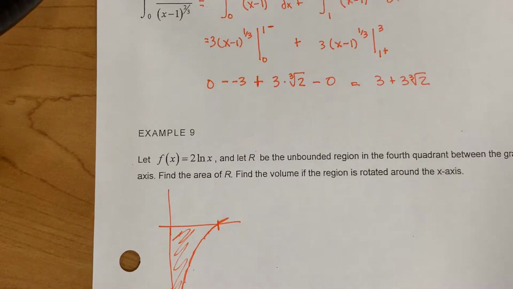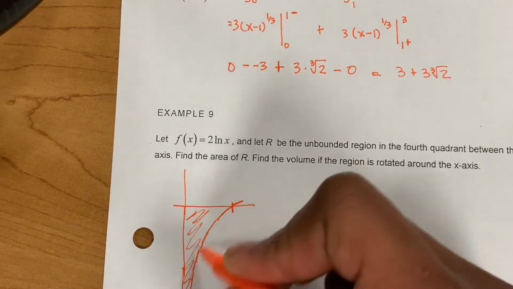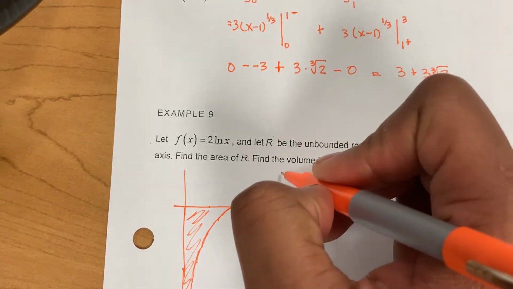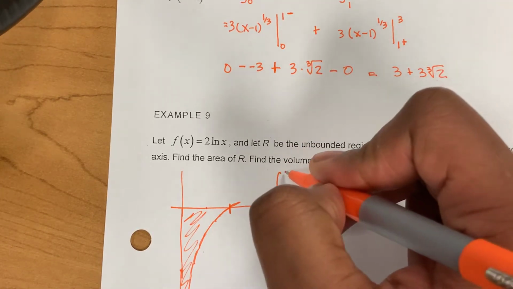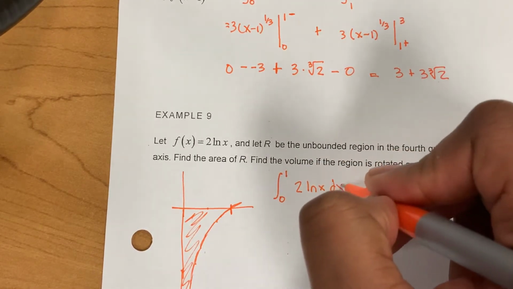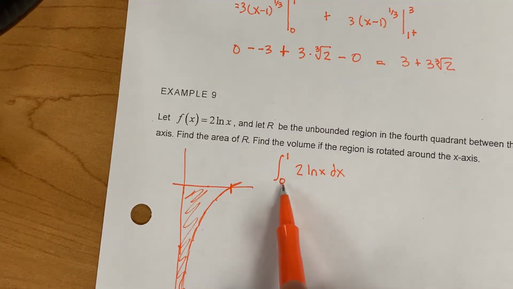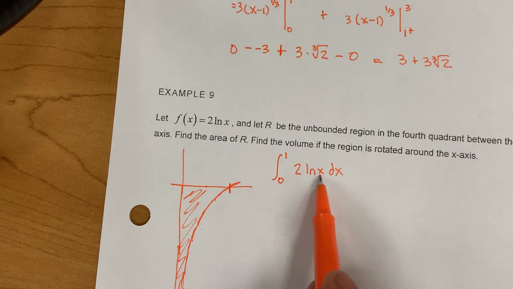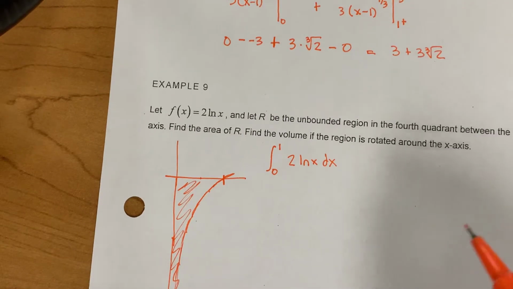So when we're trying to find the area, we're looking at the area that's bounded between the x-axis and this. So we're going to have the integral from 0 to 1 of 2 ln x dx. Now obviously we never actually get to 0 because x can't be 0. So what we need to see is what happens when x approaches 0. And that's going to require us to look at a calculator and look at a table and see what happens.